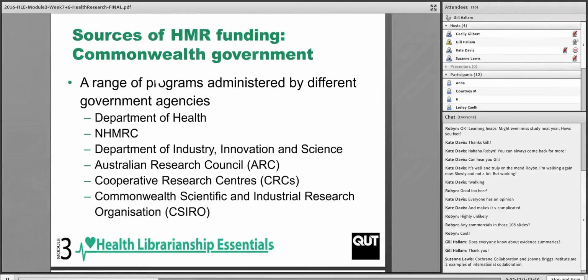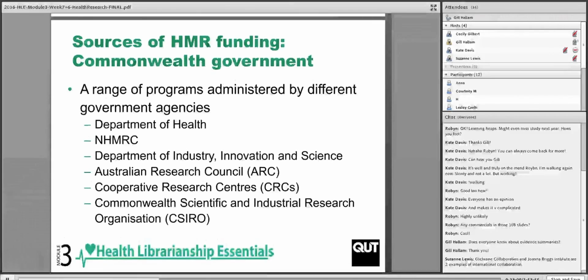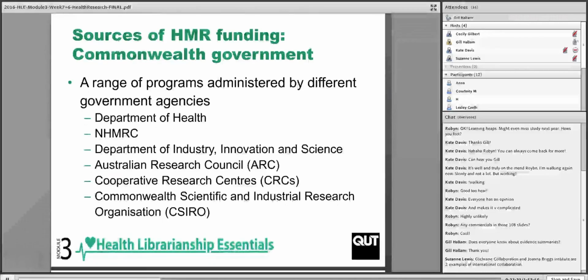So in terms of sources of funding, we said 40% of the funding comes from Commonwealth government funding, and these are the main organisations that contribute. The Department of Health itself, the NHMRC, but then also through the Department of Industry, Innovation and Science, the ARC, cooperative research centres, and also then CSIRO themselves. They're all involved in that research environment and manage and deliver a lot of different programs.